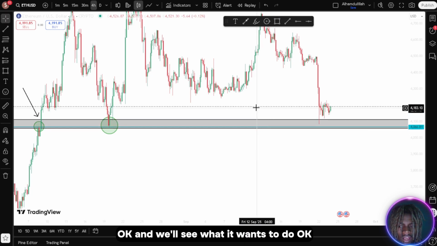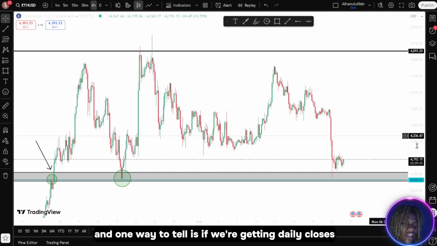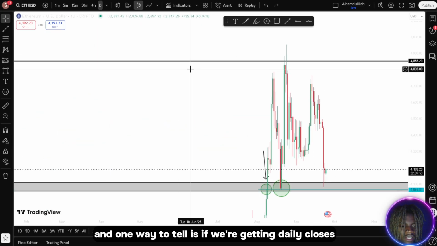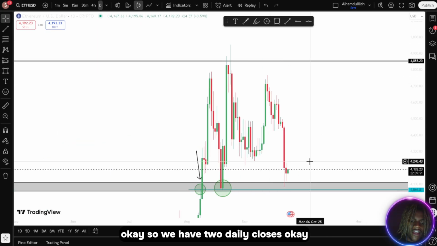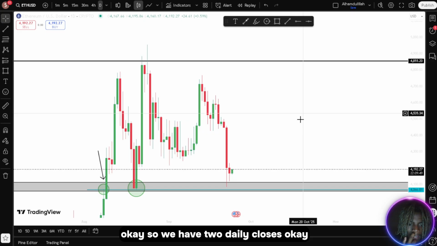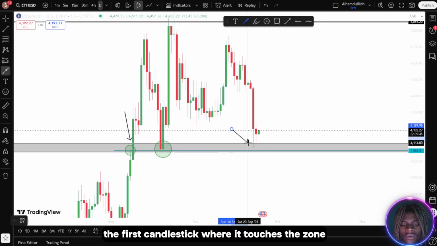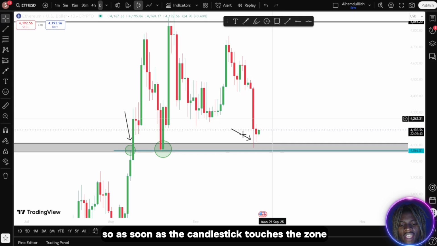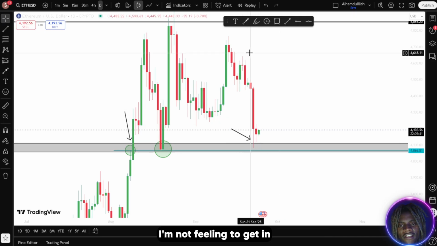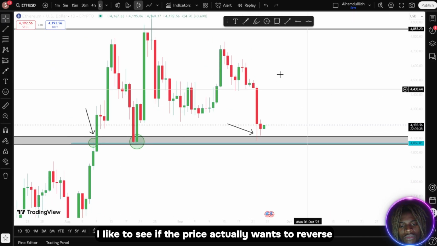Okay, and we'll see what it wants to do. One way to tell is if we're getting daily closes. So we have 2 daily closes, which means we have 2 daily candlesticks that aren't the first candlestick where it touched in the zone. As soon as the candlestick touches the zone, I'm not rushing to get in. I like to see if the price actually wants to reverse.